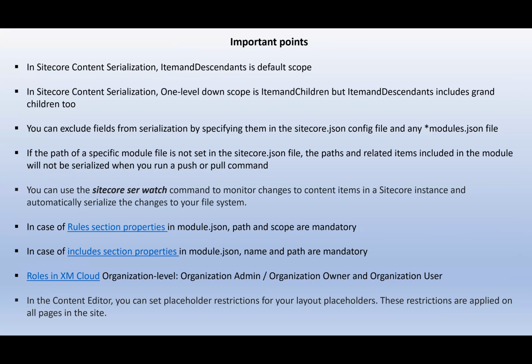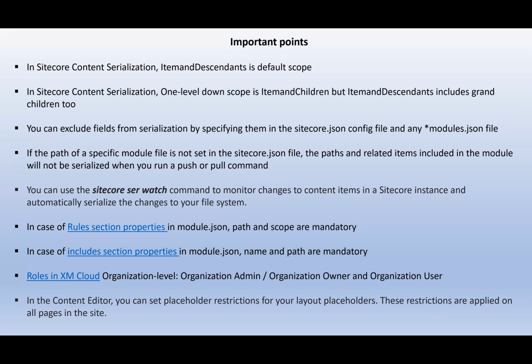In Sitecore content serialization, item and descendants is the default scope. One level down scope is item and children, but item and descendants includes grandchildren too. You can exclude fields from serialization by specifying them in the sitecore.json config file and any star.module.json file. So you can exclude fields from serialization by specifying them in two places, sitecore.json and star.module.json, okay? If the path of a specific module file is not set in the sitecore.json file, the paths and related items included in the module, which when we say module means the module.json file, okay? It's implicit. They will not be serialized when you run a push or pull command.